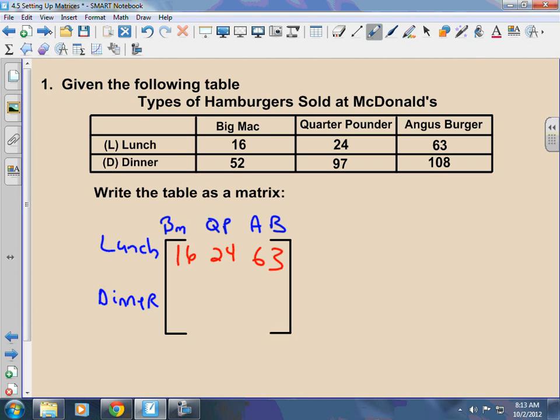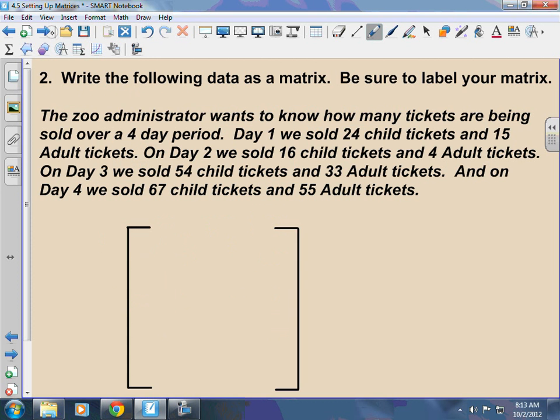All right, for dinner, how many Big Macs? 52. How many quarter pounders? 97. How many Angus burgers? 108. All right, there we go. Okay, that's all we're doing. This is easy. Okay, this is still easy. It's just now you have to read the information. That's okay. We can do that.